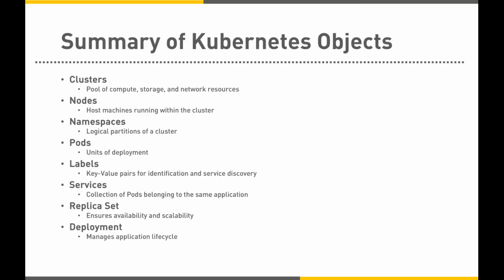Labels are the key value pairs for identification and service discovery. Then we have services, which are basically the channels for us to communicate with a set of pods that belong to the same application, or technically that match the selector. Replica set ensures high availability and scalability of your application. You can easily scale in and scale out. We have gone from 3 to 10, and then we have gone down to 2. That is the scalability part. Deployment manages the application life cycle, so you can perform rolling upgrades.